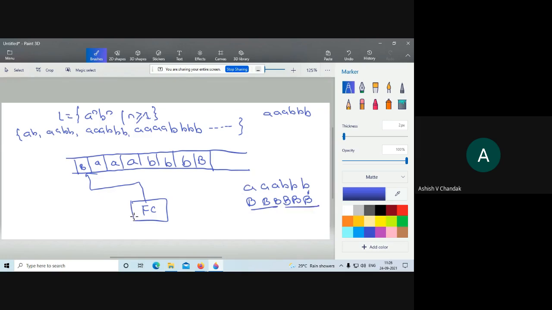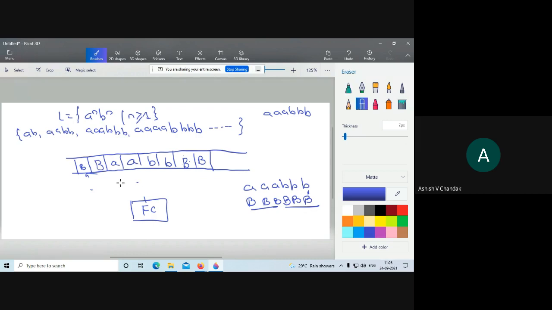Have you understood the logic? So I have to ensure an equal number of A and an equal number of B. So what I will do, there is a finite controller. This first A should be replaced by B. Then I will go to the rightmost B, and again I will replace this rightmost B by capital B.